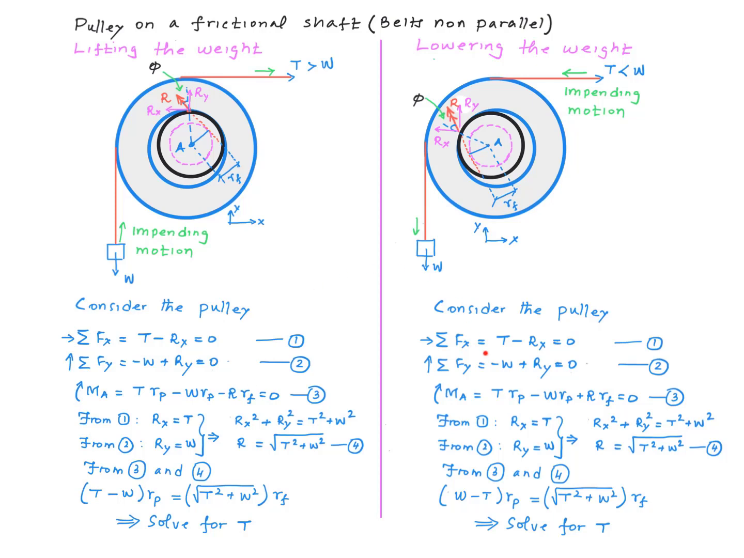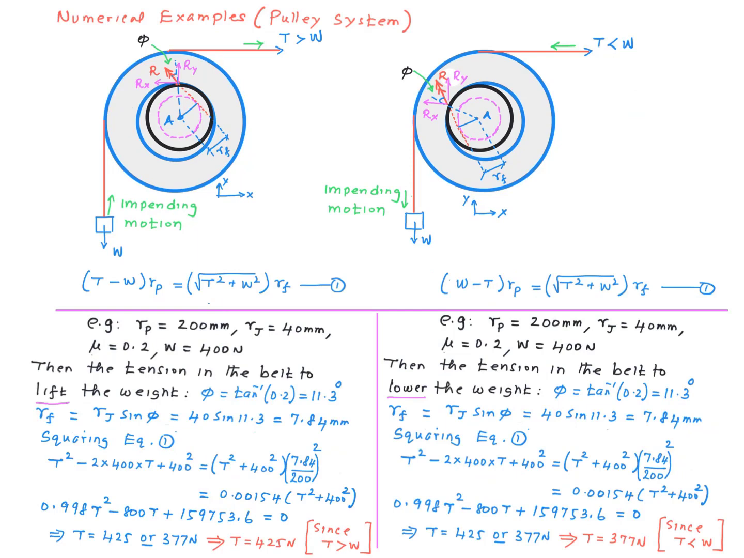So here's a counterpart of this analysis when you are lowering the weight. Pretty easy to follow. I'll let you follow. So here are numerical examples, one for each case, just to demonstrate the details of the solution process. Choosing these values for the key parameters, I get a value of 11.3 degrees for the friction angle, 7.84 millimeter for the radius of the friction circle.